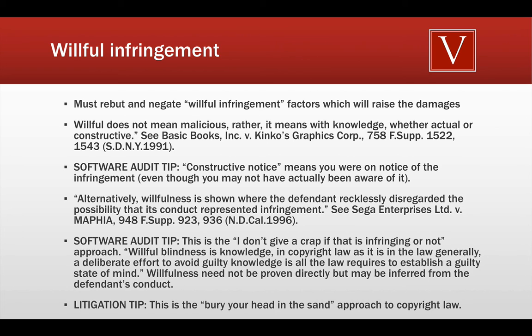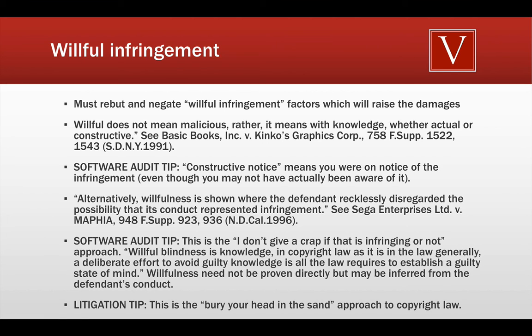Now, as we note here, willful does not mean malicious. You don't have to have a malicious intent. You don't have to be saying, I'm going to rip this company off, when I'm done with them, they're going to have every last, it's not that. It means knowledge, whether actual or constructive. Actual knowledge means you actually know about it. Constructive means you should know, you were on notice. As we put here, constructive notice means you were on notice of the infringement, even though you might not have actually been aware of it. So you could be on notice in a variety of different ways.